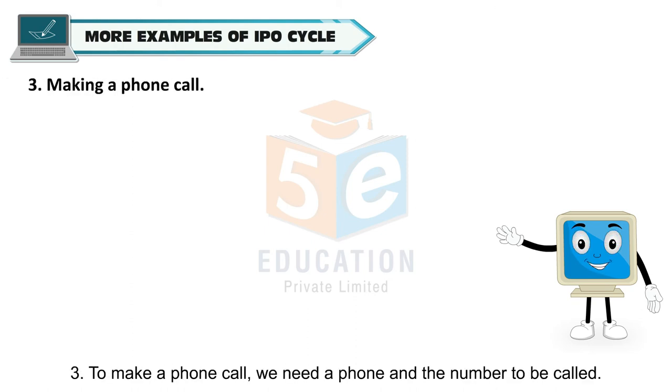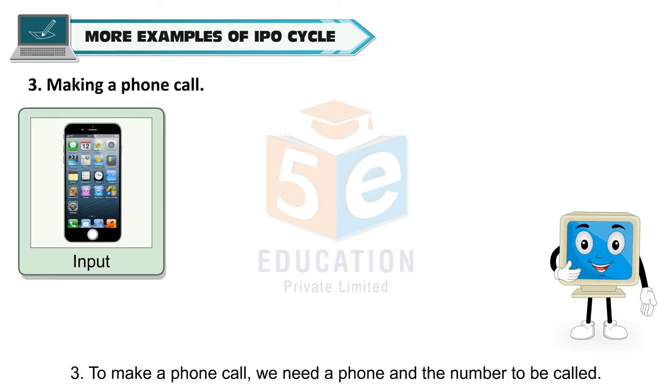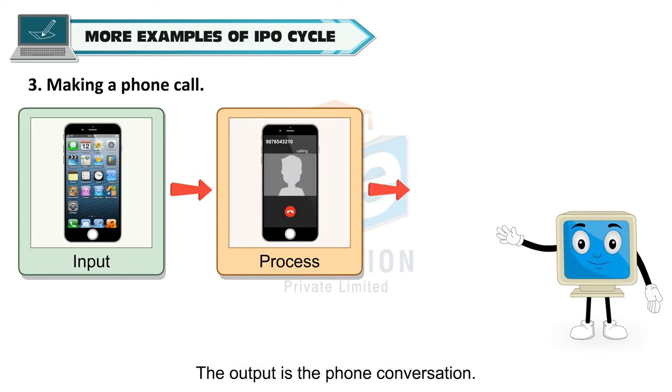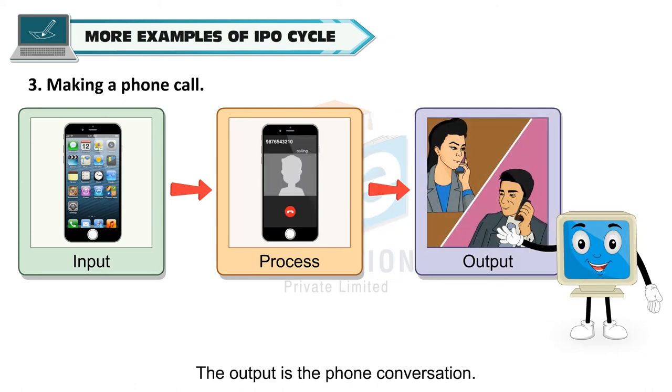To make a phone call, we need a phone and the number to be called. The process involves dialing of the number and connecting the call. The output is the phone conversation.